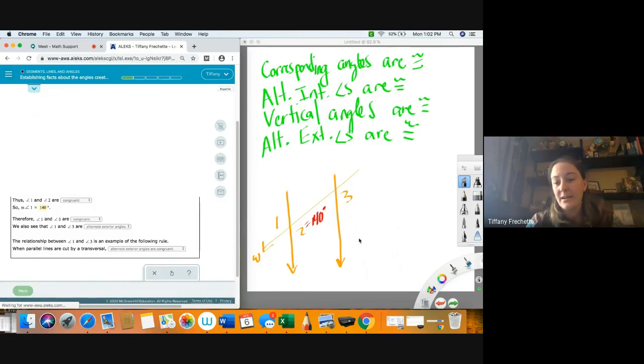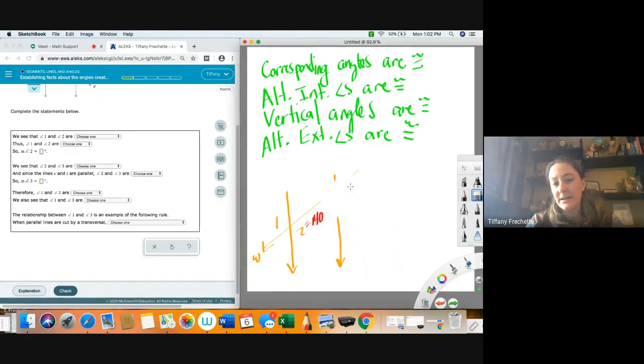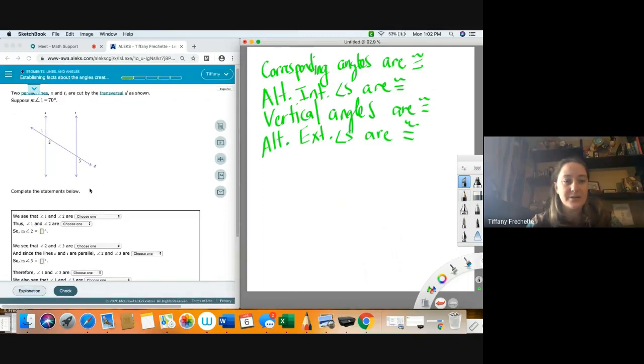Okay, so let's keep moving on this one. This one's just a bit wordy. There's not a whole lot of math to do on this one. It's just a little wordy getting through all of this. All right, so I'm going to scroll up. So here now I have my two parallel lines.